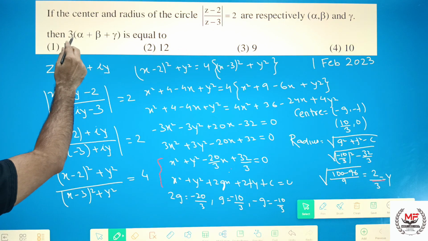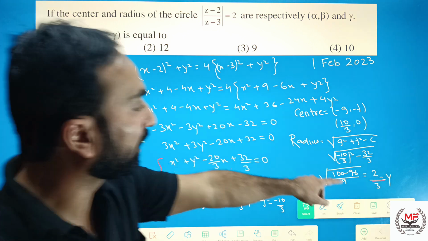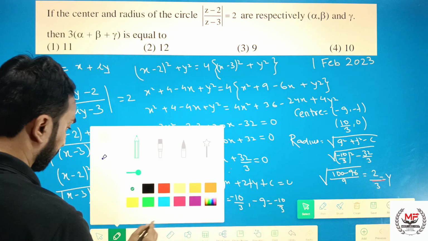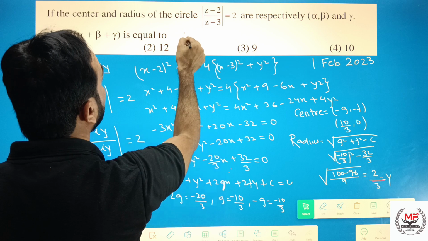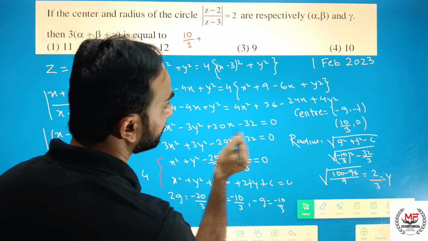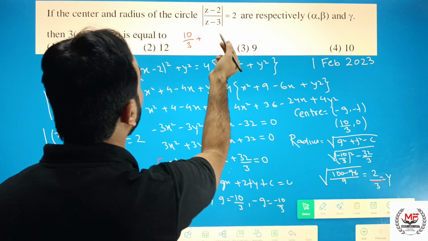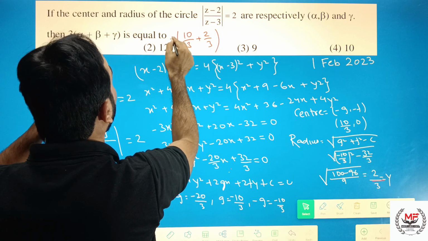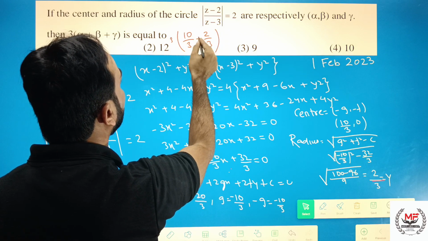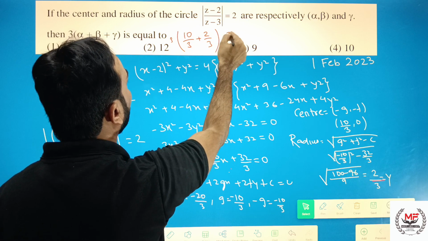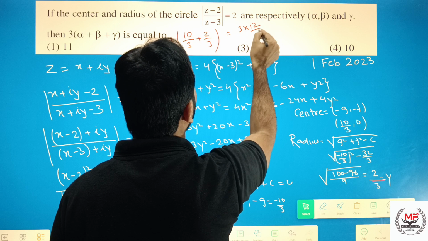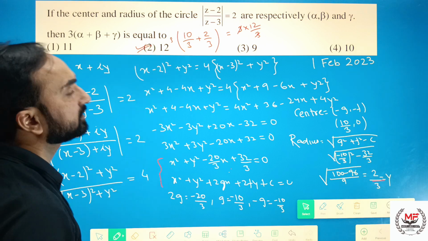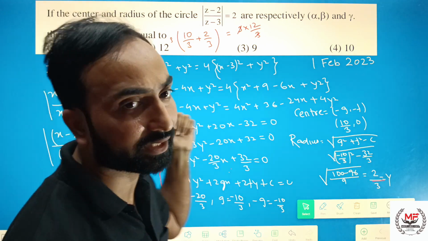Now the question asked for alpha plus beta plus gamma. So we will add each and every term. Alpha plus beta plus gamma becomes 10 upon 3 plus 0, since beta is 0, plus the gamma term 2 upon 3, and the whole is multiplied by 3. The LCM will be 3, and 10 plus 2 is 12, so this becomes 3 into 12 upon 3. The 3s get cancelled, and the answer we get is 12. So the final answer will be B, that is the second option, which is 12.